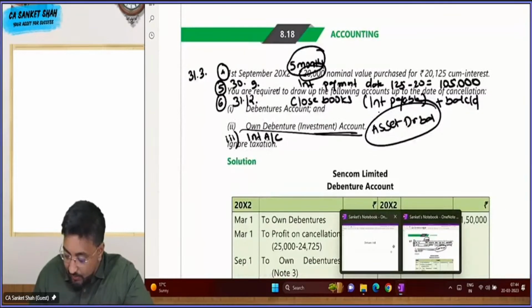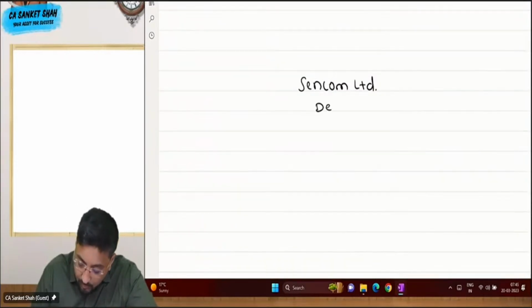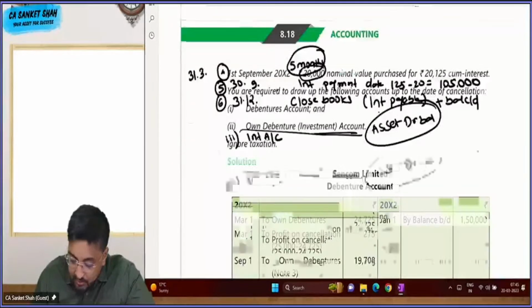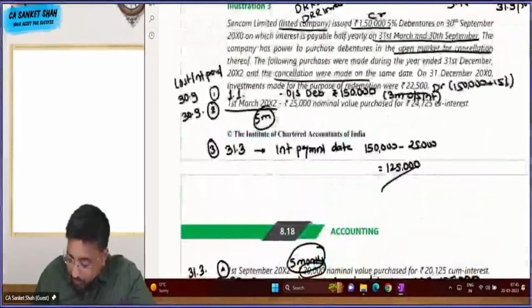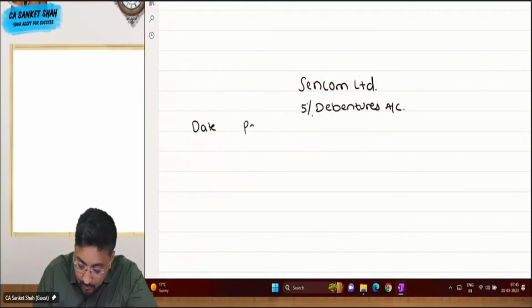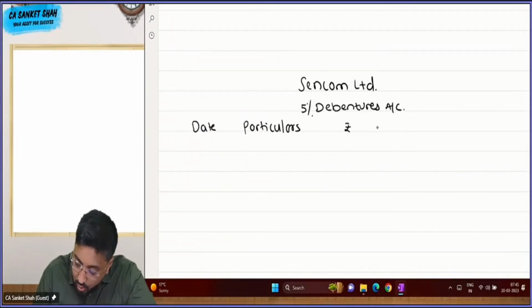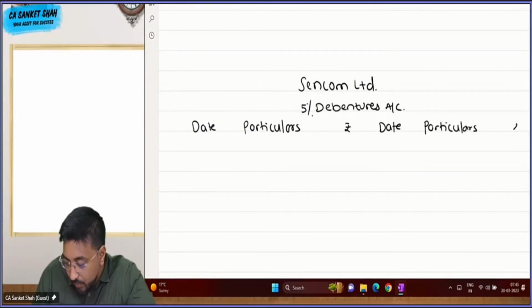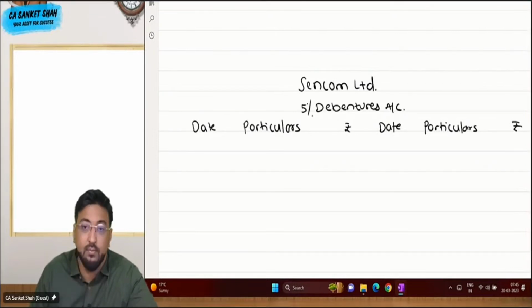Sencom Limited, write down debentures account. Yes beta, percentage of debentures 5%. 5% debentures account: date, particulars, rupees, date, particulars, rupees.